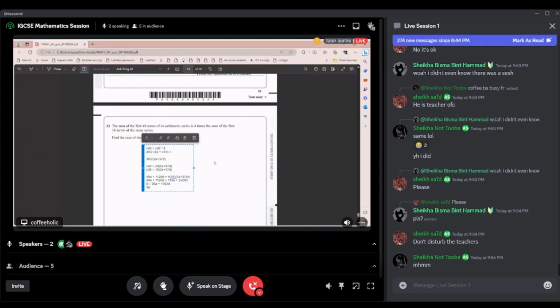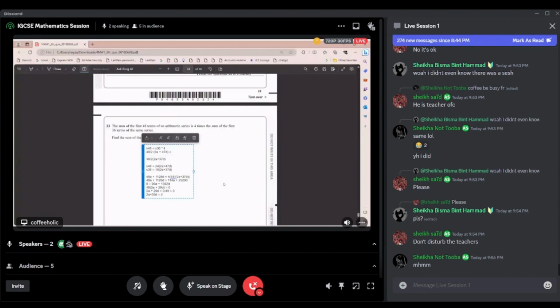You can then factorize that out. You can take 48 out, which is always useful because 48 is the number of terms. Inside you have 2a plus 29d equals 0. You can then divide by 48; 0 divided by 48 is simply 0. So you get the equation 2a plus 29d equals 0.